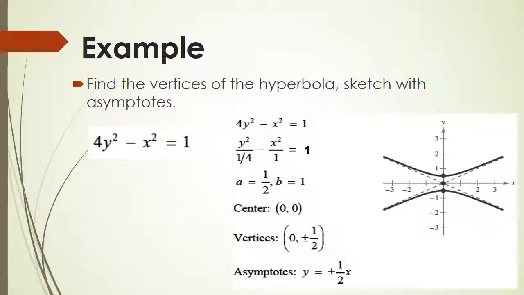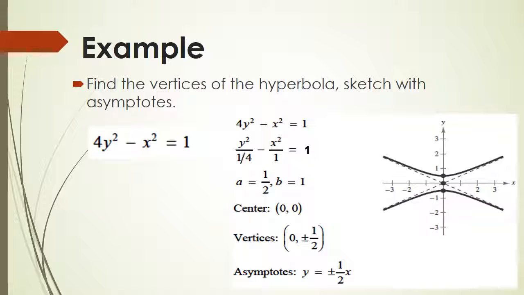All right, we're going to pull the same trick we did with the ellipse. The 4y squared is going to become y squared over 1/4, and the x squared will be over 1. Since y squared is first, it's going to cross the y-axis, and the square root of 1/4 is going to be a. The square root of 1 will be b. I know my center's at (0, 0), so I know my vertices. I can plot those. I also know a and b, so I can draw my rectangle and diagonals.